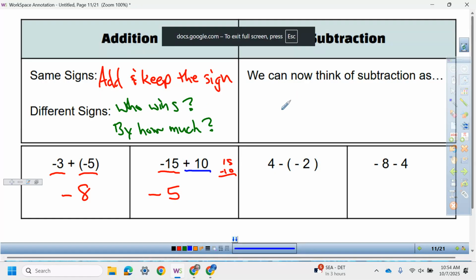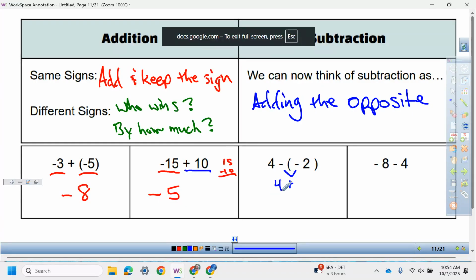Now, as far as subtraction, now that we've learned all about integers, we can think of subtraction as adding the opposite. So if it's easier for us to think about this like good guys, bad guys, we don't have to just use the takeaway model anymore. As an example, 4 minus -2, well, a negative just says 4 plus 2. So 4 good guys, 2 good guys, that gives us a final answer of +6.